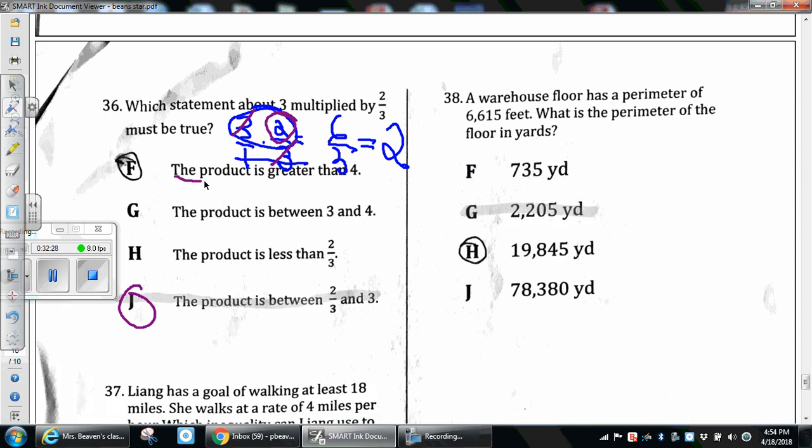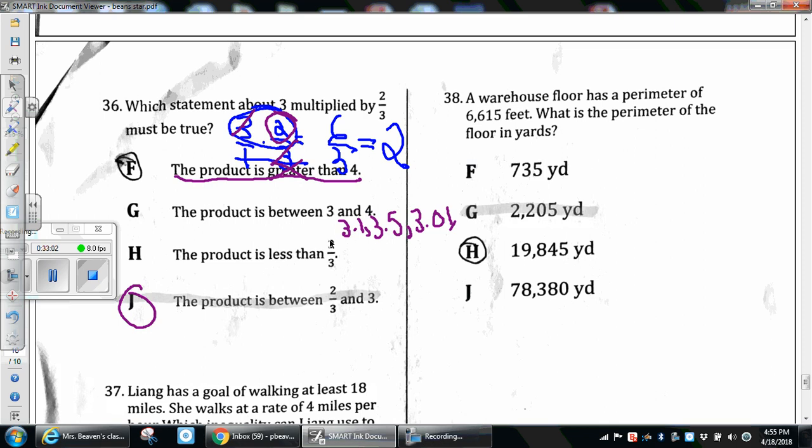So at first, it doesn't seem like it, but let's see. The first one, you got it wrong because the product is equal to 2, which is less than 4. So this is why it's wrong. The next one, the product is between 3 and 4. So perhaps like a 3.1 or a 3.5 or a 3.01. Those numbers, and in fact there are so many numbers in between 3 and 4, infinitely many.